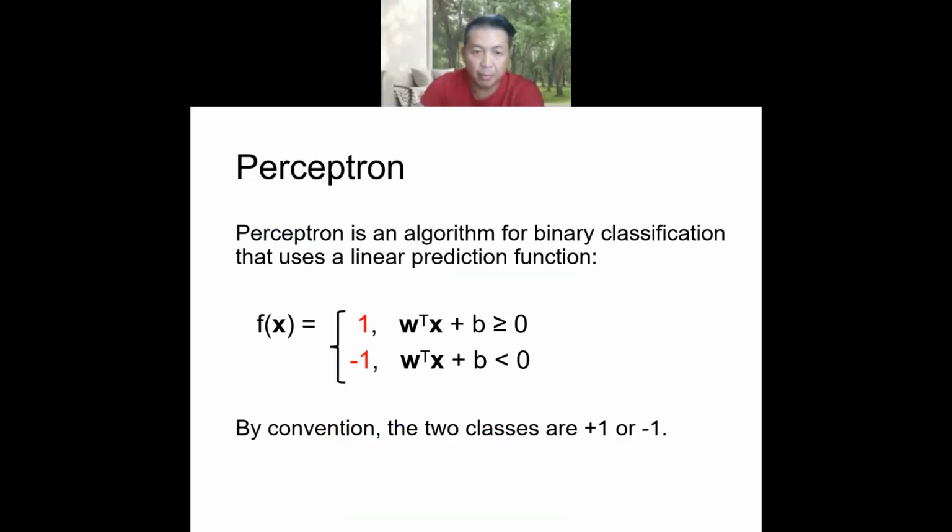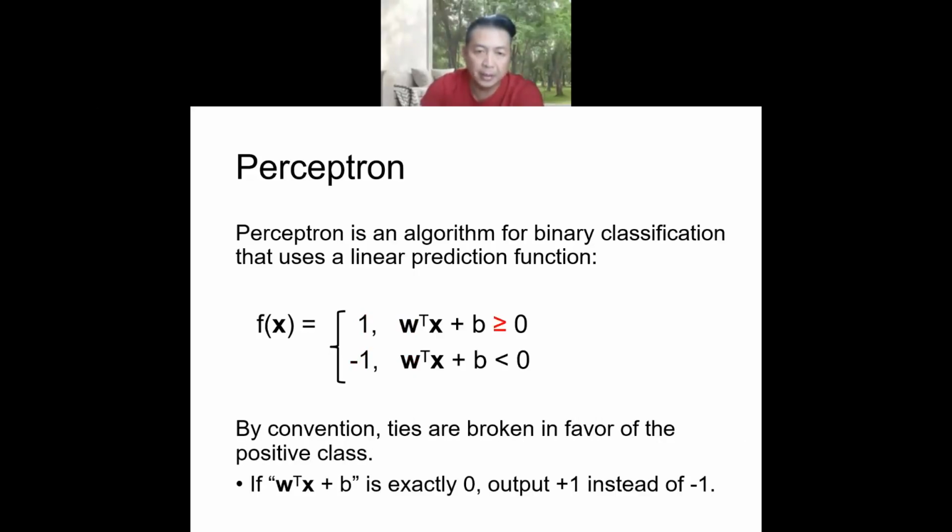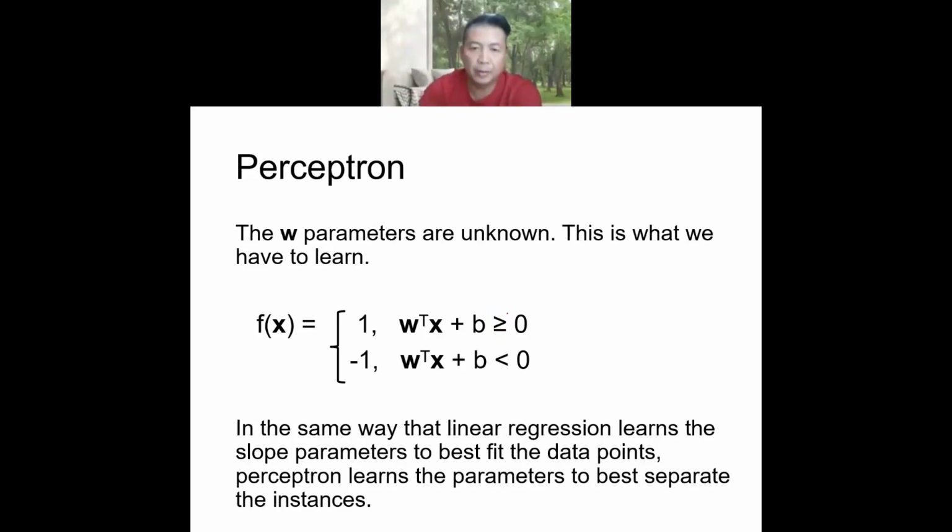By default, we have two classes, positive and negative classes. W refers to the slope parameter. And this is the equation that we use to separate between the positive class and the negative class. So this is similar to what we have in linear regression.